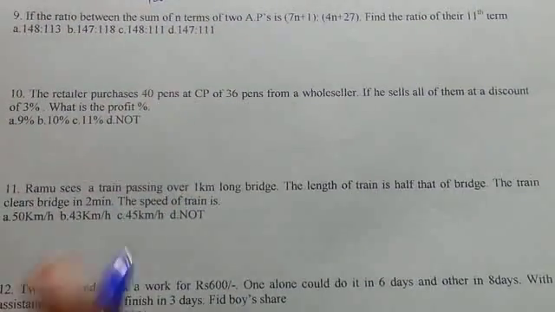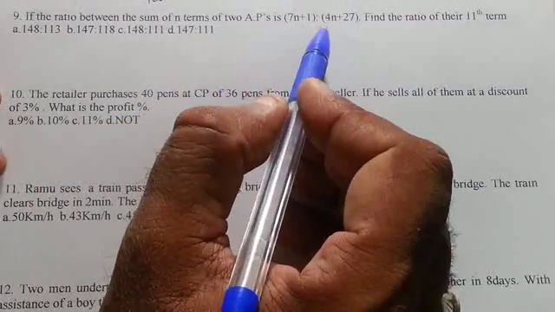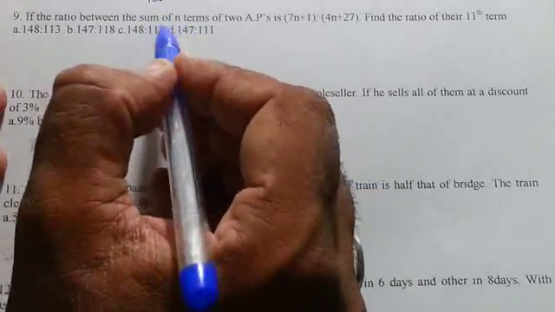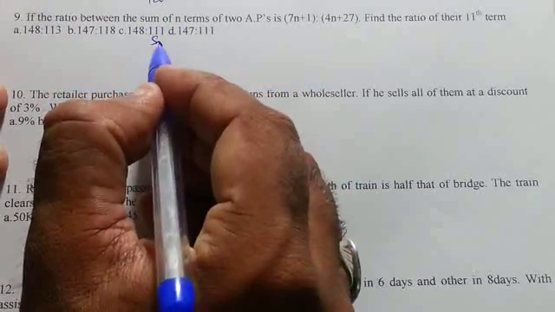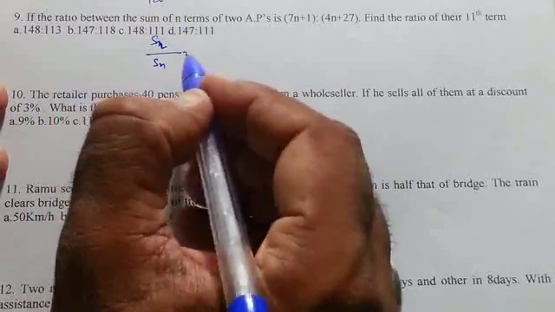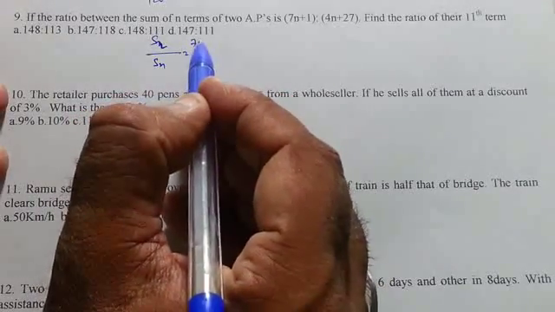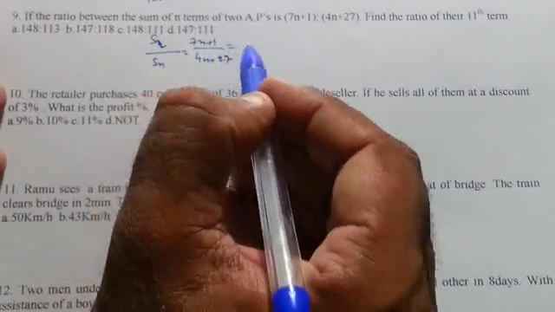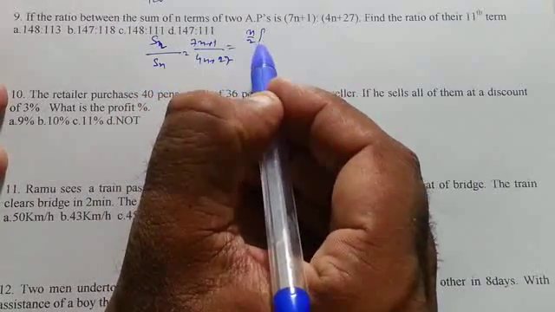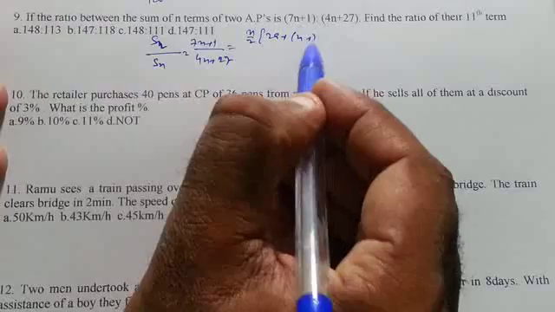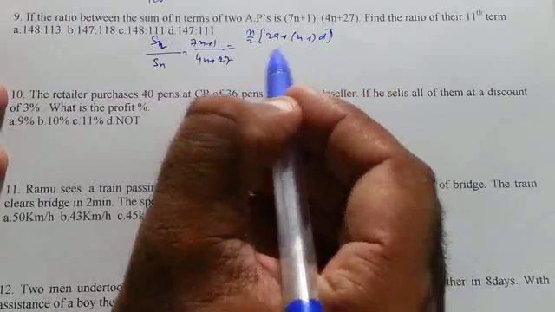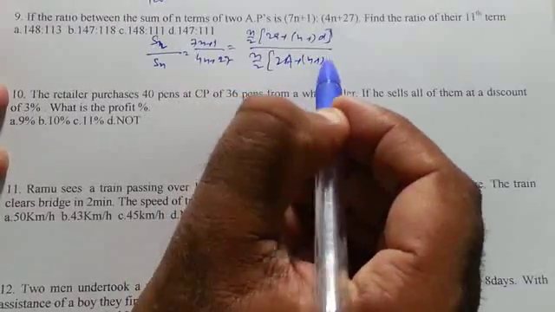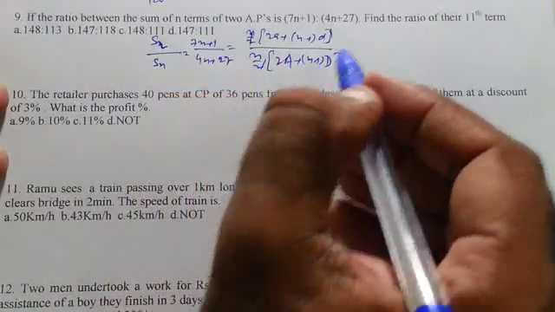Next case. If the ratio between the sum of n terms of two APs is 7n plus 1 is to 4n plus 27, find the ratio of the 11th terms. So the question is very important. So we are given the ratio of the sum of n terms of two APs. First is 7n plus 1 upon 4n plus 27. So it is equal to n upon 2, 2a plus n minus 1 into d upon n upon 2, 2a plus n minus 1 into capital D.